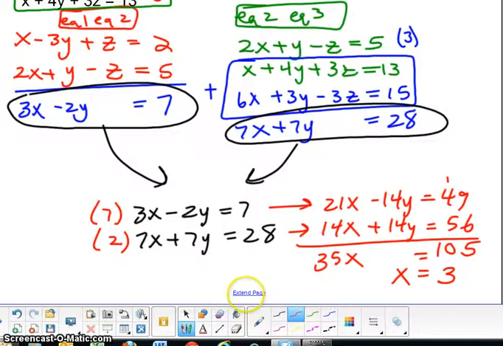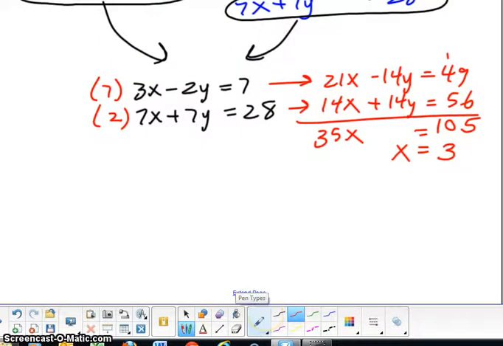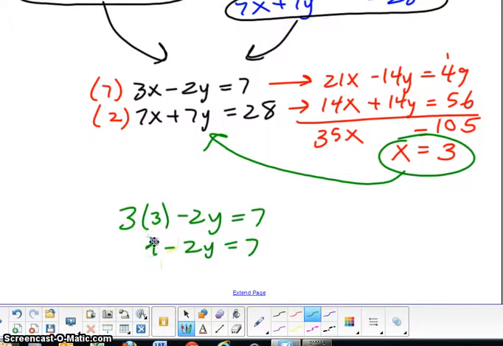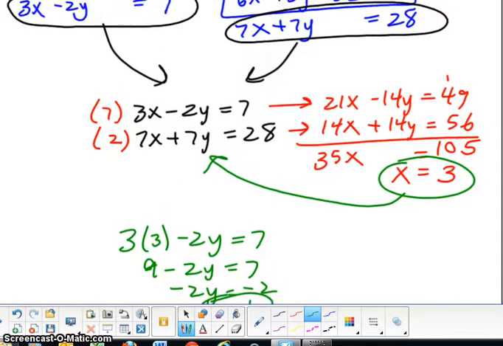Okay, so now what to do is we have to find y. We're going to take the 3 and replace it in one of the 2 equations here. So we have 3 times 3 minus 2y equals 7. 9 minus 2y equals 7. And negative 2y equals a negative 2. Y equals 1.